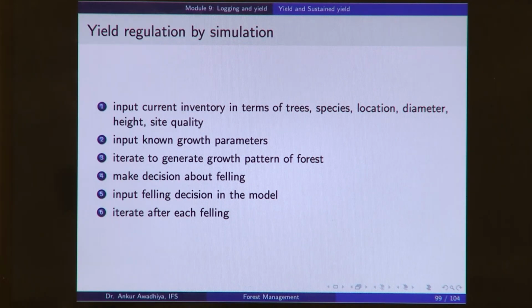Then you make a decision about felling. You can look at any snapshot of the forest and say that these trees are now mature and I am going to remove them in these years. Once these trees get removed, you input this felling decision in the model and then iterate again. You again ask the computer that these trees are now removed, how will this forest look after 1 year, after 2 years, after 3 years and so on. By doing this, you can estimate which trees need to be felled and what volume you will get out of these fellings.